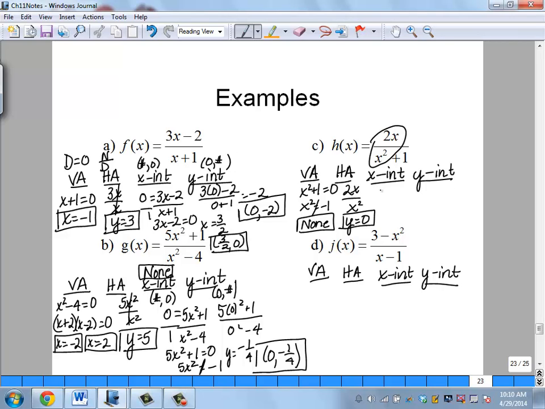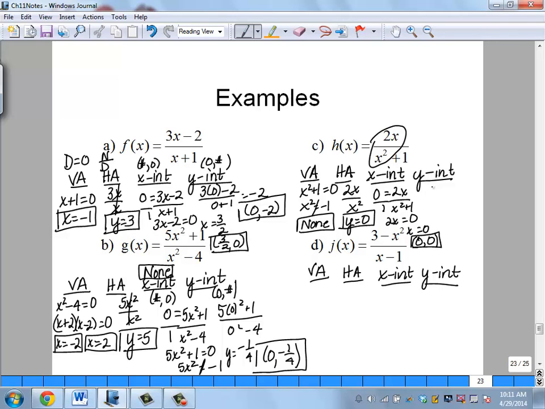X-intercept is where y is 0, and I have 0 equals 2x over x squared plus 1. When I cross multiply, I have 2x equals 0, or x equals 0, so my point 0, 0 is my x-intercept. It crosses right at the origin.